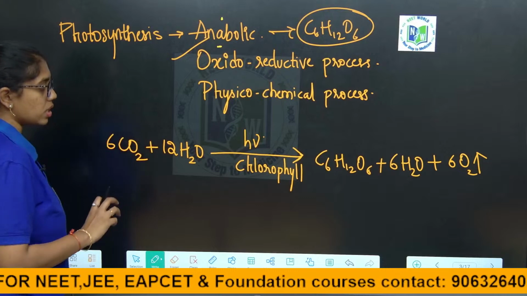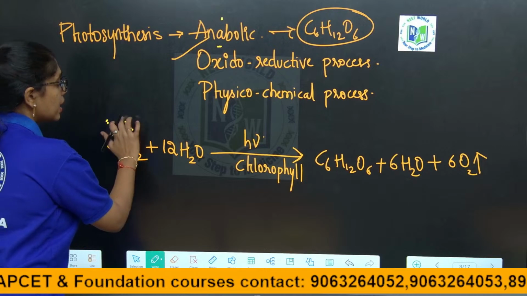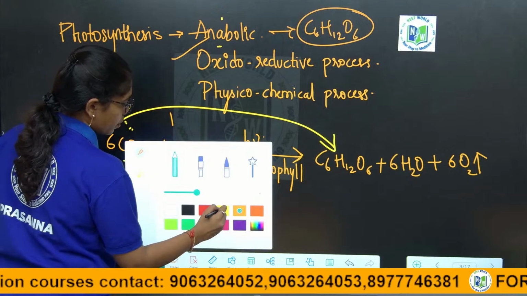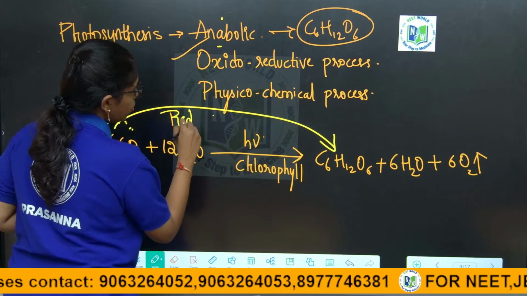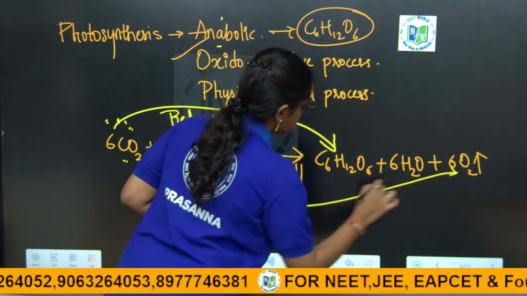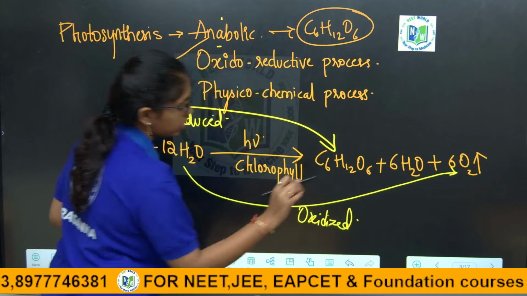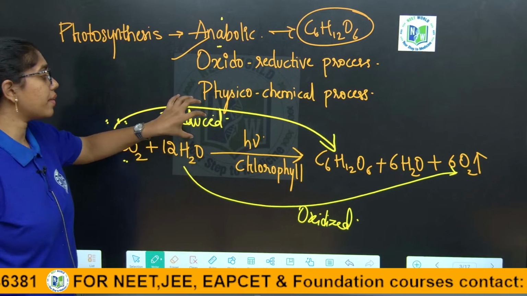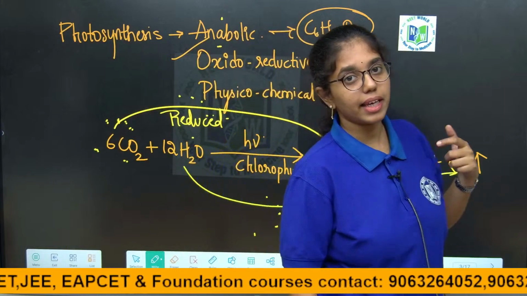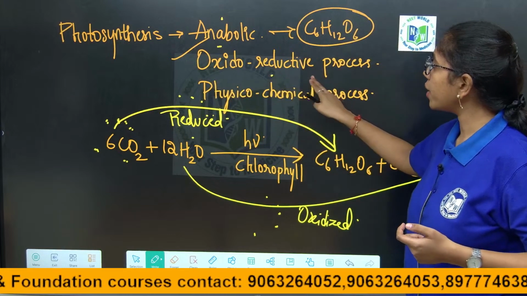So yes, here in this equation, if you look, carbon dioxide from the reactant side is getting reduced to glucose, and water molecule is oxidized to oxygen. So both reduction and oxidation reactions are taking place simultaneously in the photosynthesis process. So it is also said to be an oxidoreductive process.